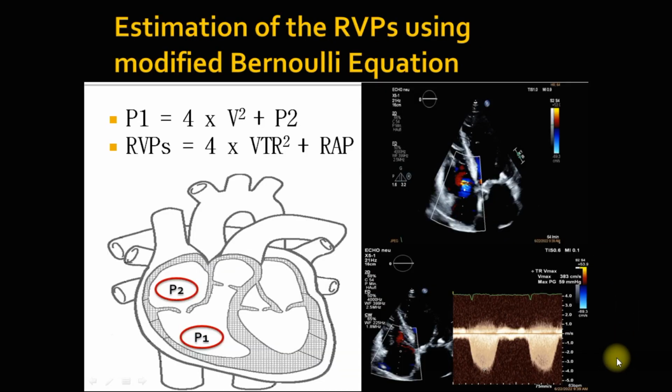As we have already seen, in order to measure the right ventricular systolic pressure, we multiply the peak or maximal tricuspid regurgitation velocity. We have to square the number that we get, 3.8 squared, then we multiply it by 4 to get this amount. Then we have to add to it the right atrial pressure.